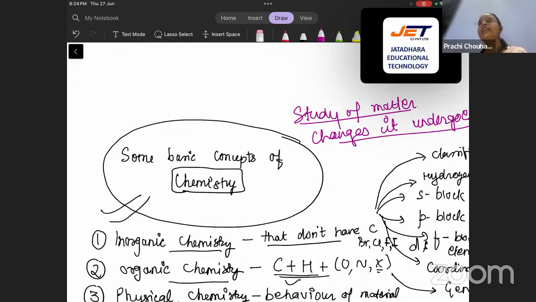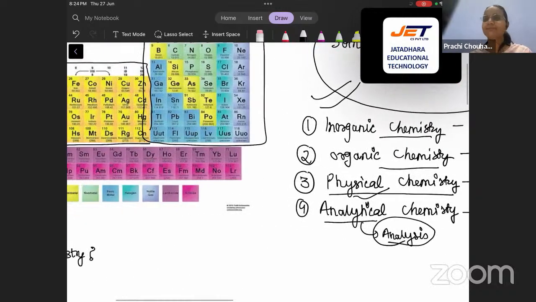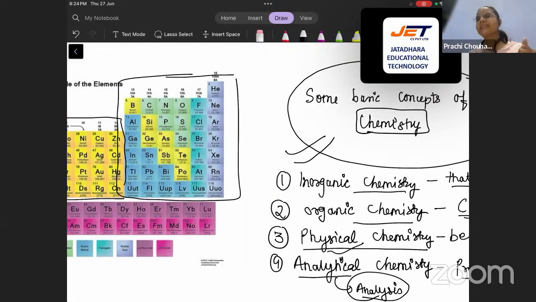Now, when I say that it is the study of matter, the first question that comes to our mind is that we have to define what matter is. These are things you might have learned in 9th and 10th standard. I am hoping that you know what matter is. So quickly write your answer in the chat box. What is matter? We'll do a quick revision of the basic things that you might already know.